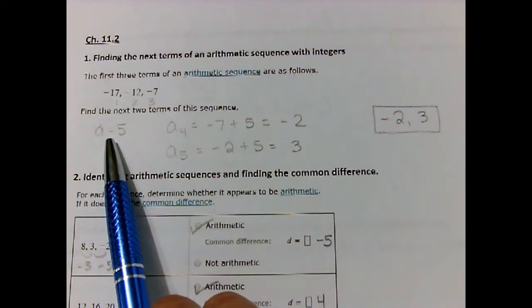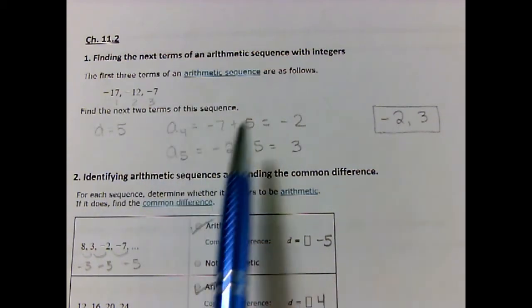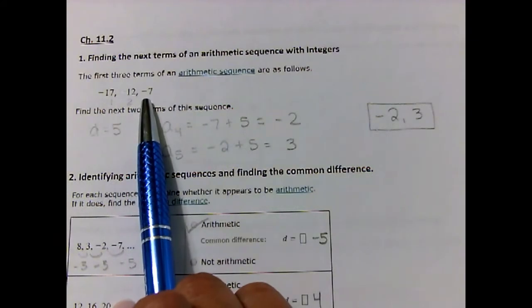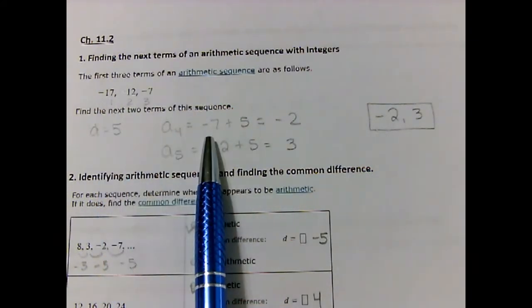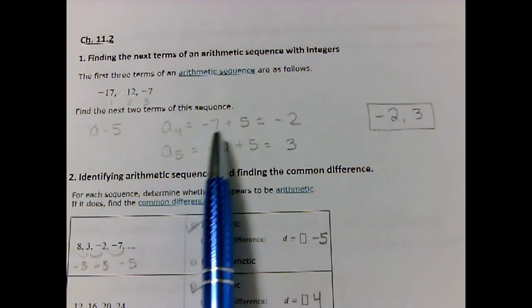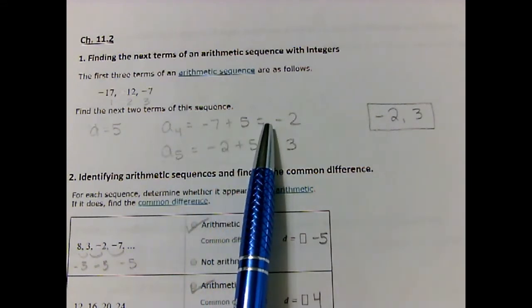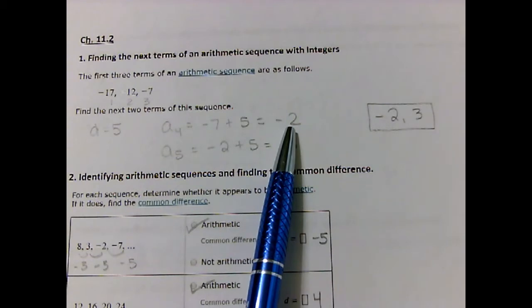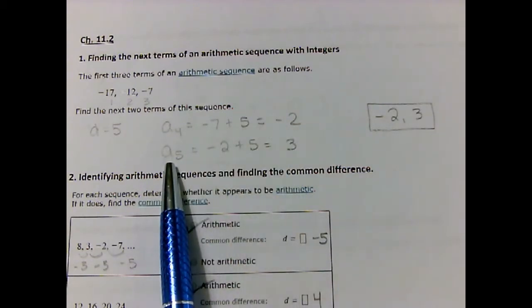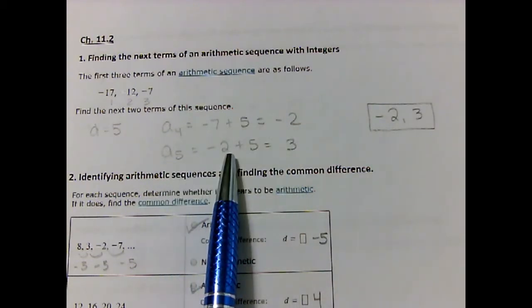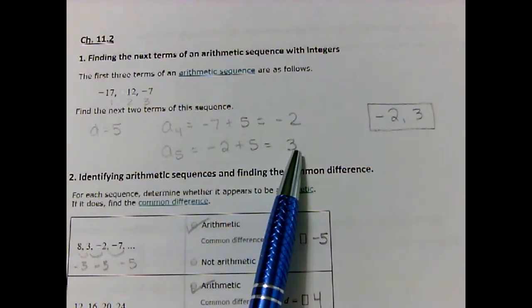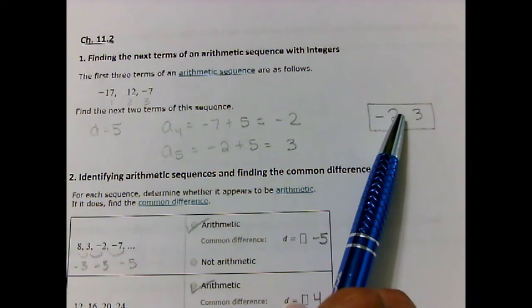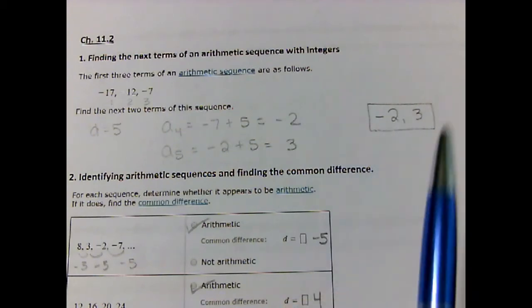Okay? To get the next term, what we're doing is taking the previous term and adding the difference here. So negative 7, that was our previous term, plus 5 is going to equal negative 2. The next term, which is a of 5, is going to be negative 2, which is the previous term, plus 5, is equal to 3. So terms 4 and 5 are negative 2 and 3.